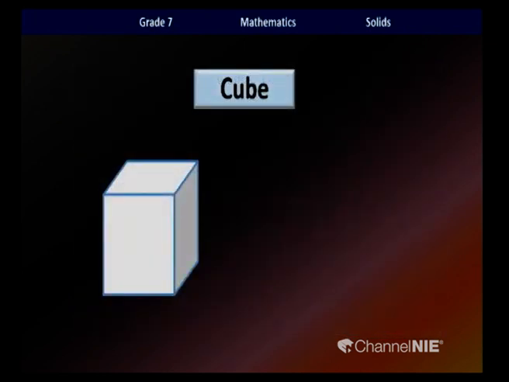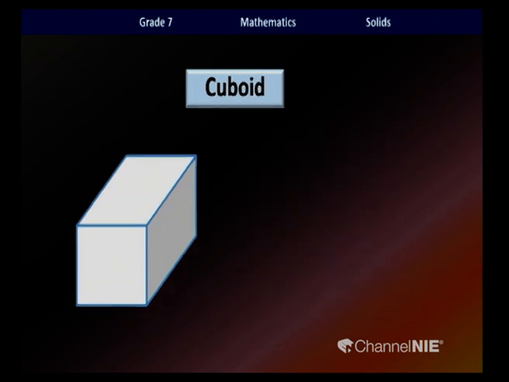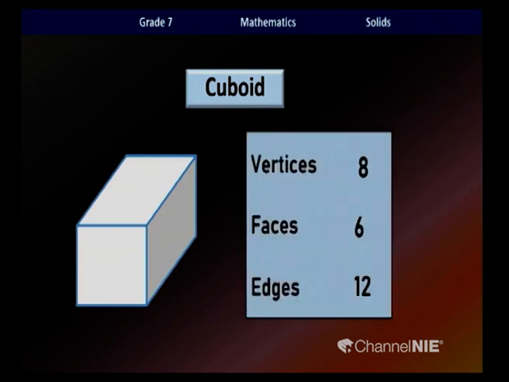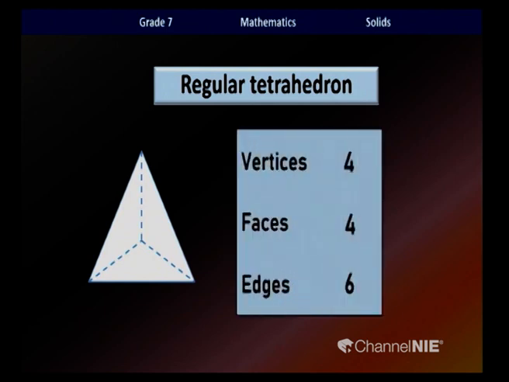First, we have discussed the cube. There we have 8 vertices, 6 faces and 12 edges. Then we have discussed the cuboid. There we have 8 vertices, 6 faces and 12 edges. Then we have discussed the regular tetrahedron. There we have 4 vertices, 4 faces and 6 edges.